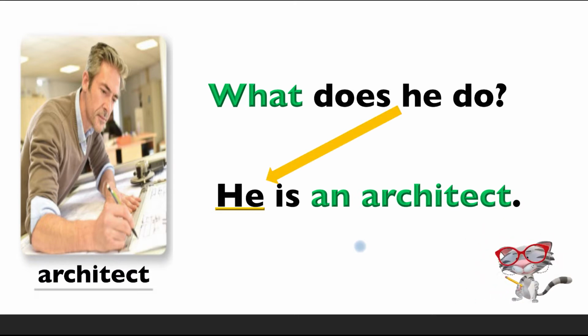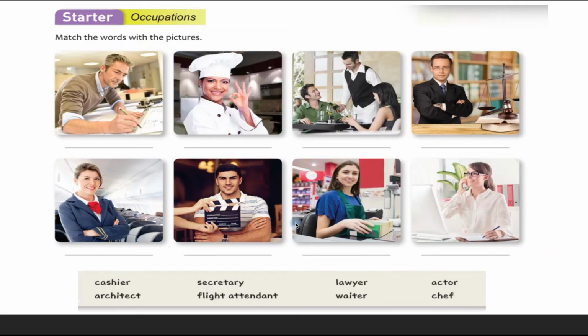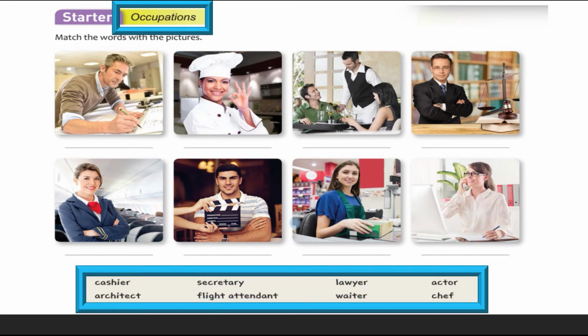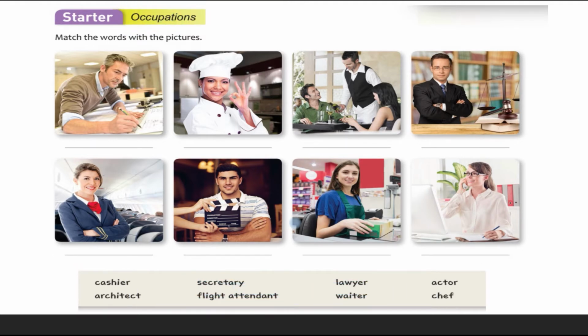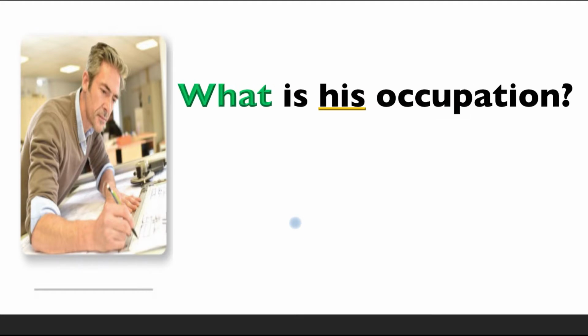Okay. And because it's he, we say it comes down here into the answer, he, because he is a man. That's a little bit more. So we're going to go through the different occupations, but we're going to change the question a little bit, from what does he do? Because we're focusing on occupations here, we want to put occupation into the question. What is his occupation? Meaning, what is his job?